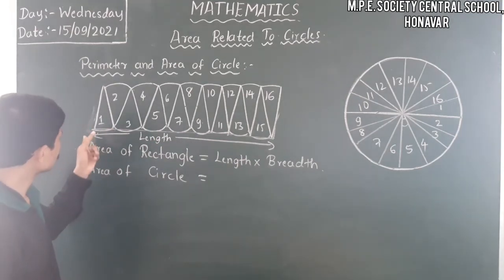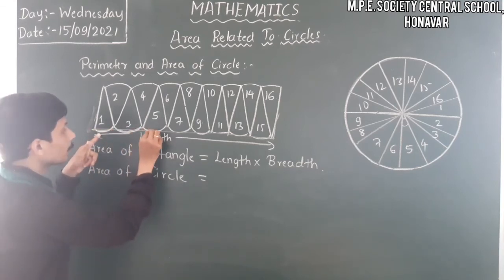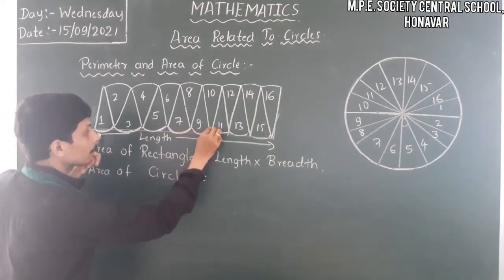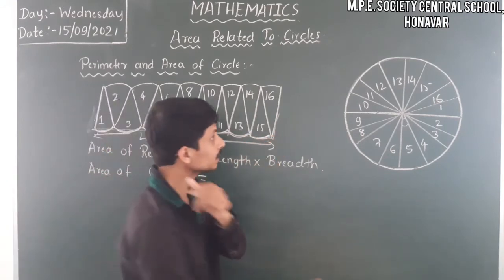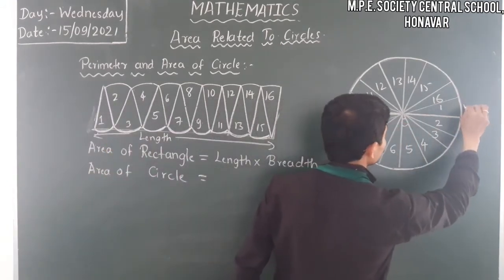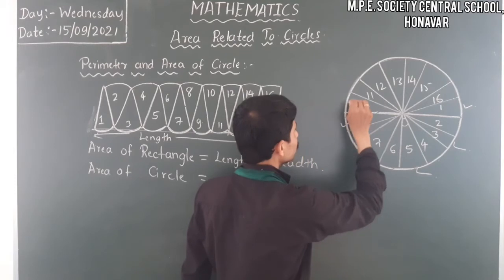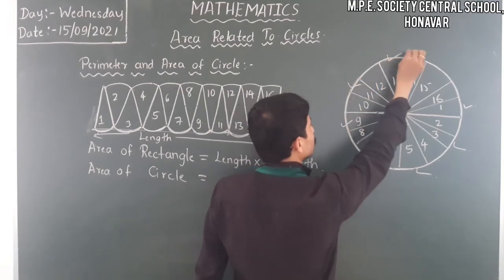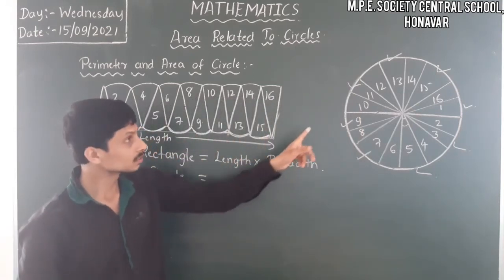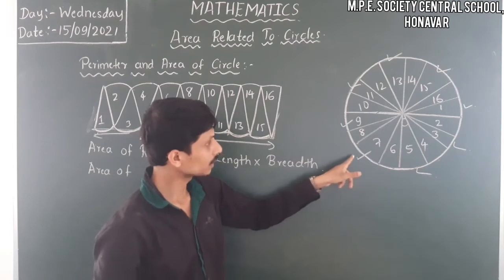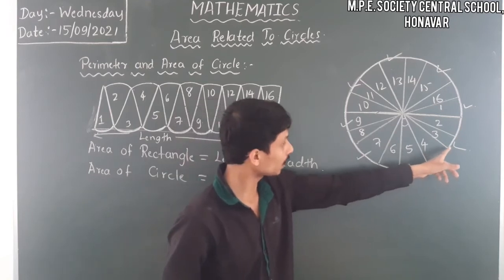Here just observe, this is part of 1 and part of 3 and part of 5 and part of 7, 9, 11, 13 and part of 15. So that means parts 1, 3, 5, 7, 9, 11, 13 and 15 are covered only in the length, so only this part is covered. That means it is exactly half of the circumference.